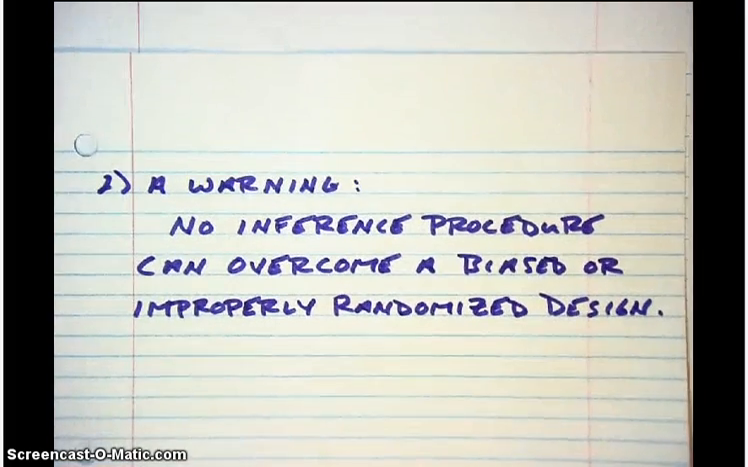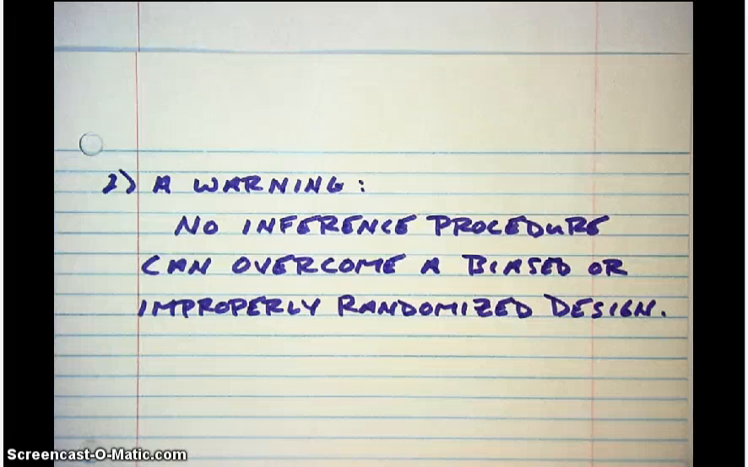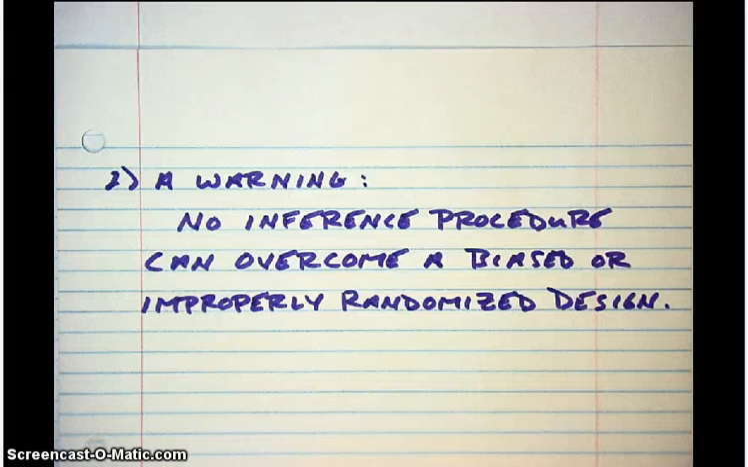Next, a warning. You always have to pay attention to the design under which the data were gathered. There is no inference procedure that can overcome a biased or improperly randomized design. So always make sure that your data come from a properly randomized sample or random assignment to treatment groups in an experiment, and you have no issues with undercoverage or other kinds of bias in your sample design and/or your experimental design, because nothing can help you if that's the case.